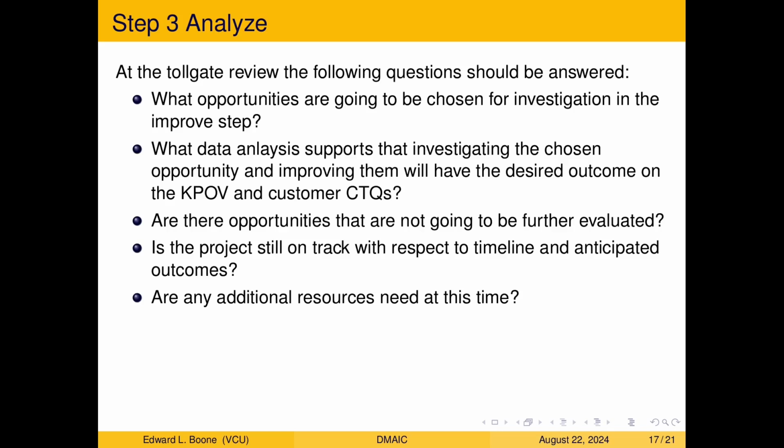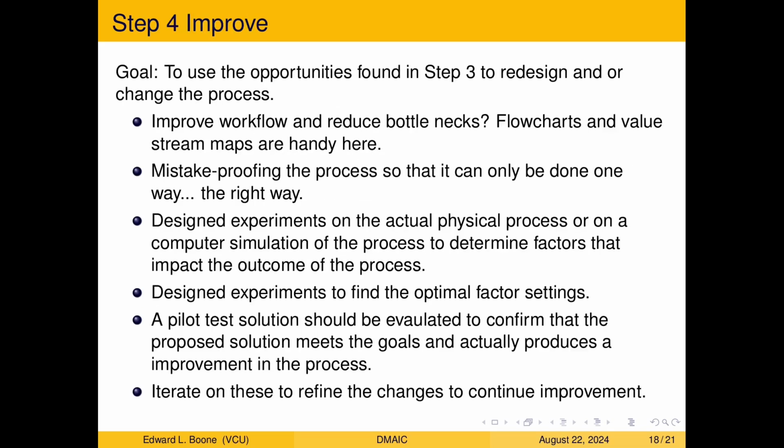Are there opportunities that are not going to be further evaluated? For example, we get here, we've measured, and we're like, yeah, really, there isn't as much variability as we thought. We're just not going to go further with that one. Then we would ask, is the project still on track with respect to timeline and anticipated outcomes? At this point, you're really saying, have I done enough yet to really make these connections between variables and whatnot? And also you would want to know, do we need additional resources at this time, or are we good? Because once you get to analyze, now you're going to improve something. You might need more resources to be able to actually do that.